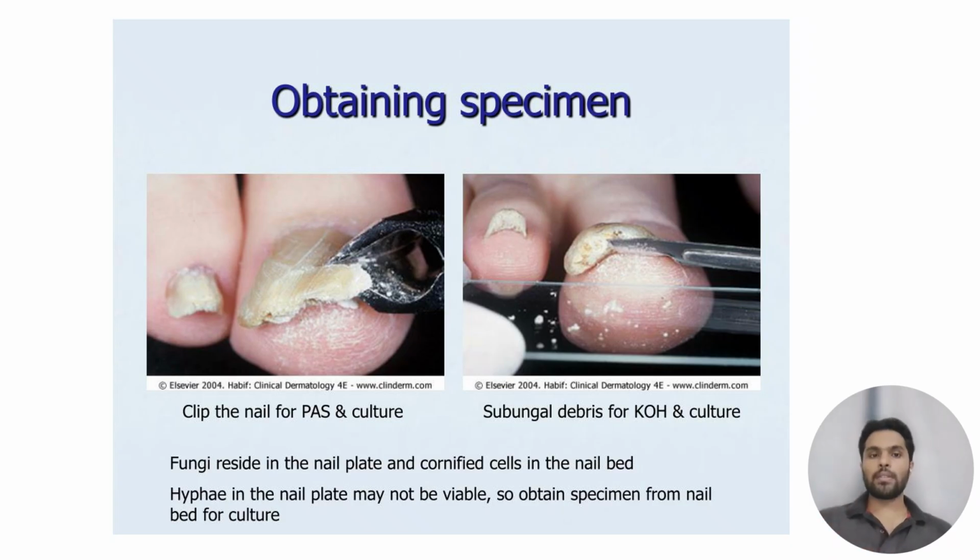And this is an image given in the Elsevier clinical dermatology. While for KOH, we should always take out the subungual debris, not the most distal but a little proximal. And for culture, both the subungual debris and the nail clipping can be used.